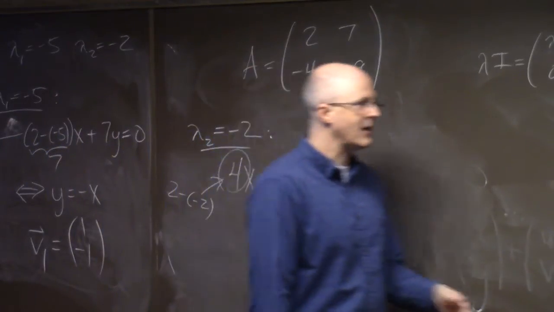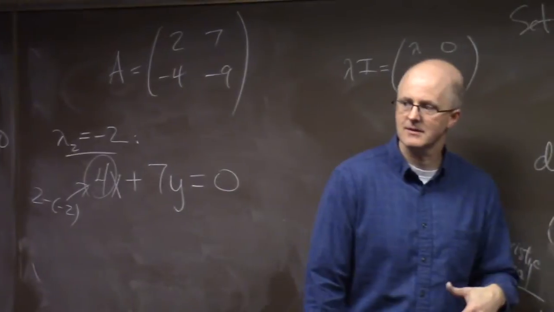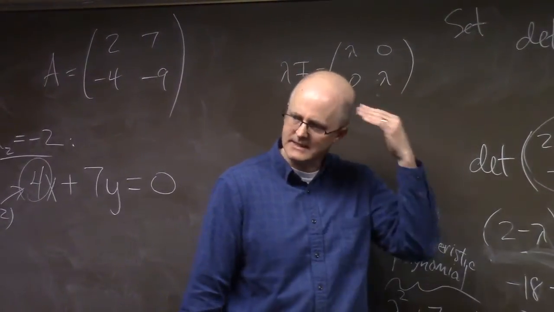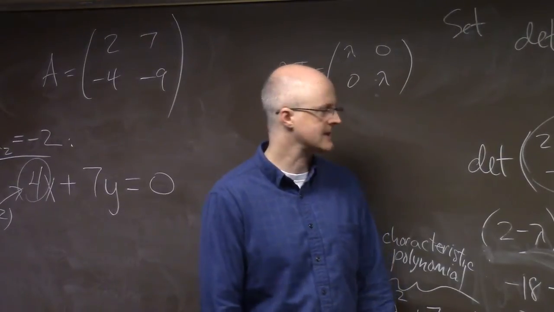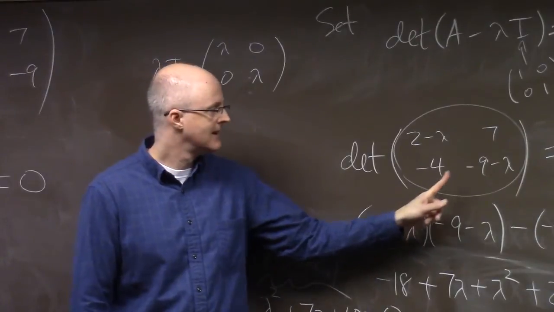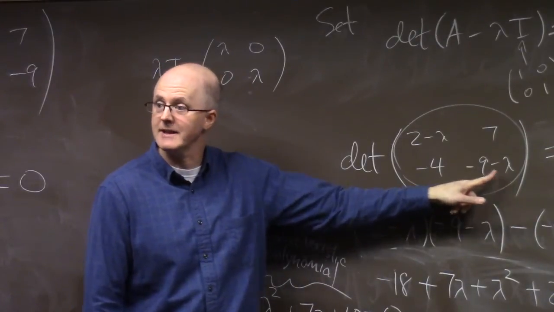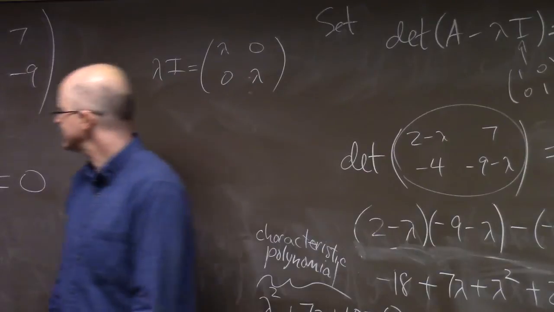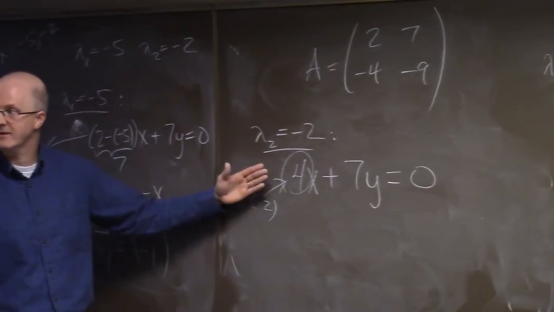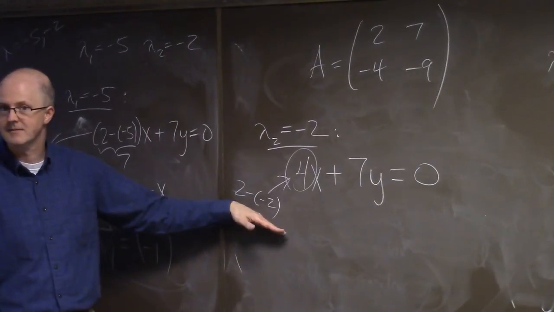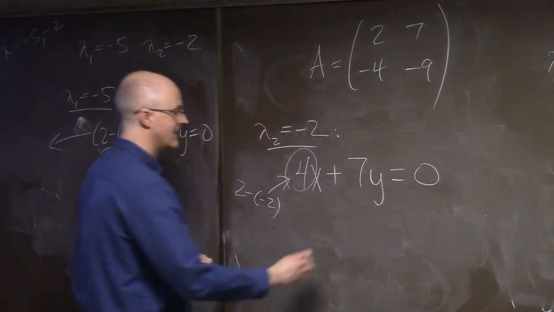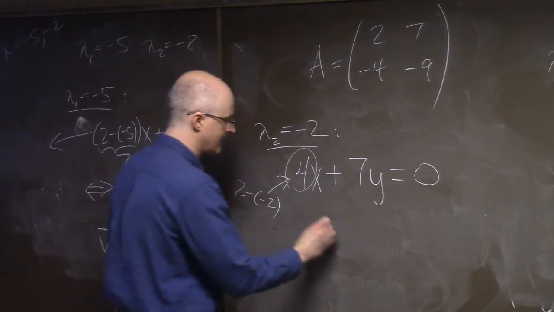If I've done things right, I don't have to consider the other equation, because it's going to be a scalar multiple of the first one, but let's mentally check it to confirm that it really is a scalar multiple. Negative 4 times x. Replace lambda with negative 2 there, you'll get negative 7 times y. The second equation would be negative 4x minus 7y equals 0. It would be negative 1 times the first equation. That's good. That means you haven't made a mistake. But you don't have to bother writing it.